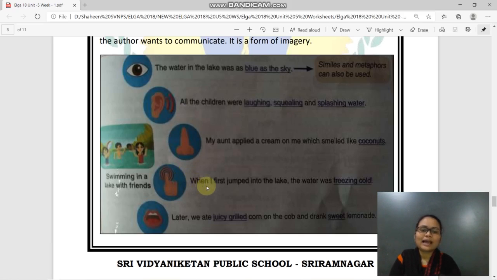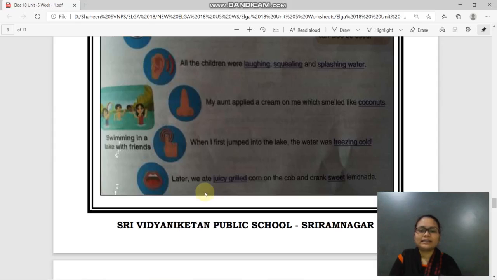Next, when I first jumped into the lake, the water was freezing cold. So to which sense, children? Freezing cold. To which sense does it appeal? Yeah, good. To touch. Next, later we ate juicy grilled corn on the cob and drank sweet lemonade. So here, juicy, grilled, sweet. These words appeal to which sense, children? Yeah, good. It appeals to taste.